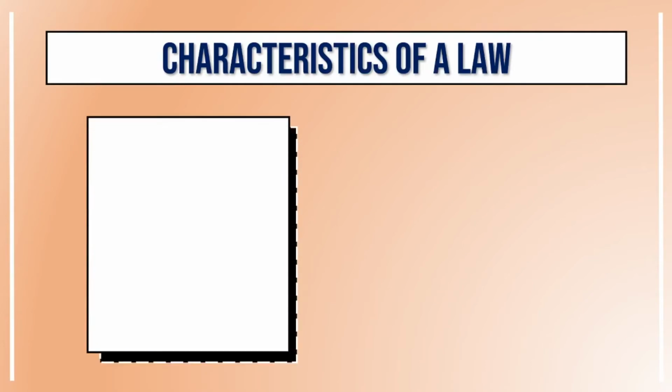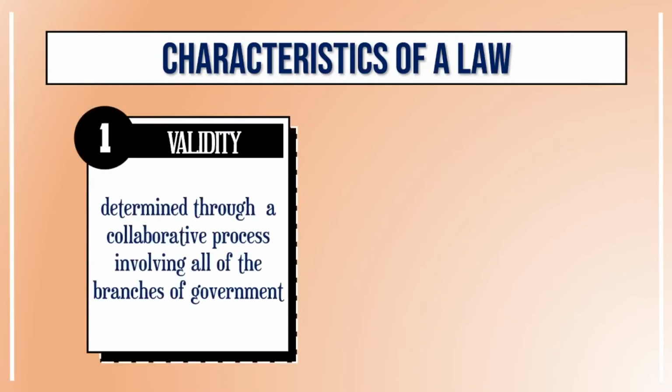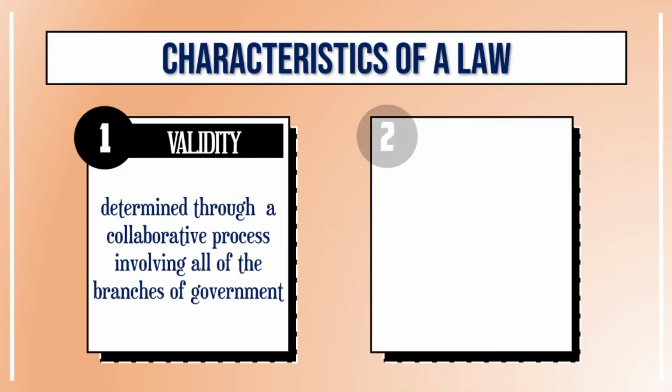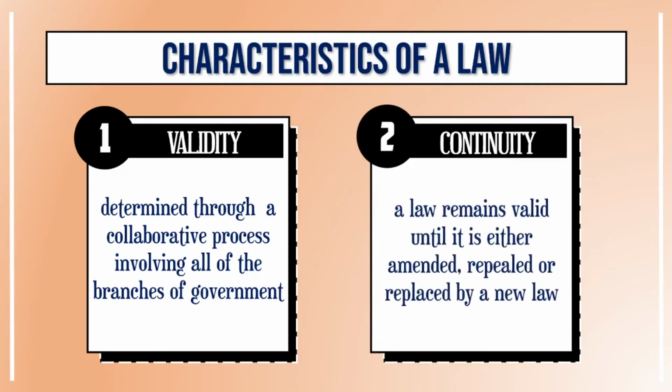Two important characteristics of laws are validity and continuity. The validity of laws is determined through a collaborative process involving all of the branches of government. Continuity, on the other hand, means that a law remains valid until it is either amended, repealed, or replaced by a new law.